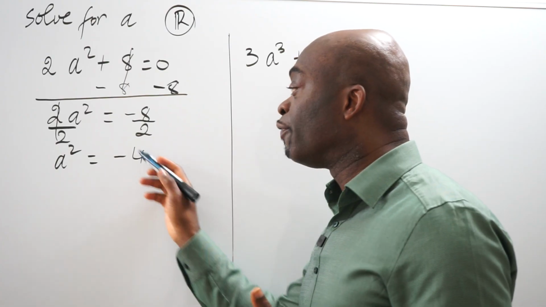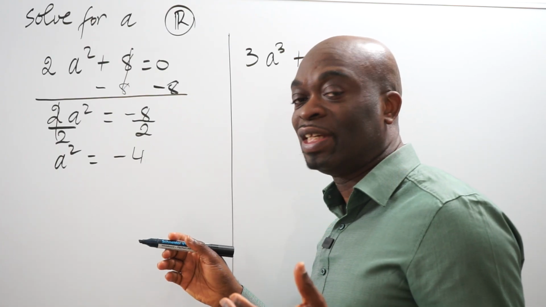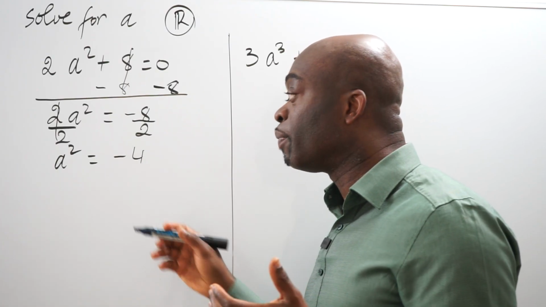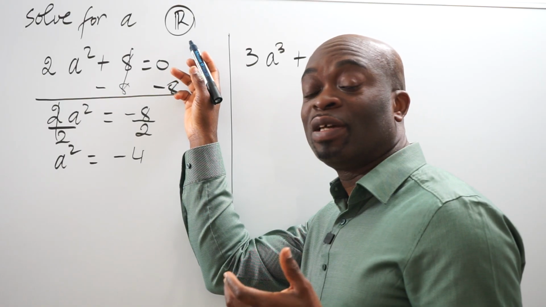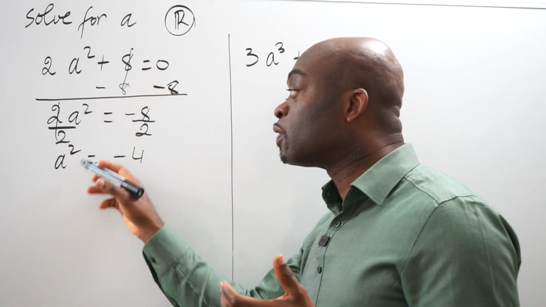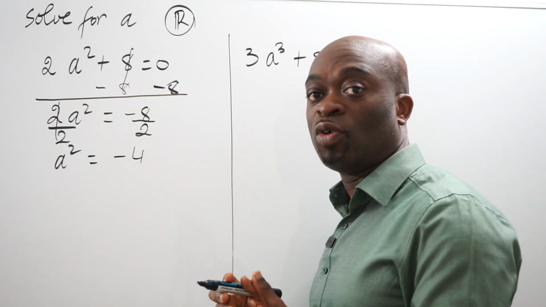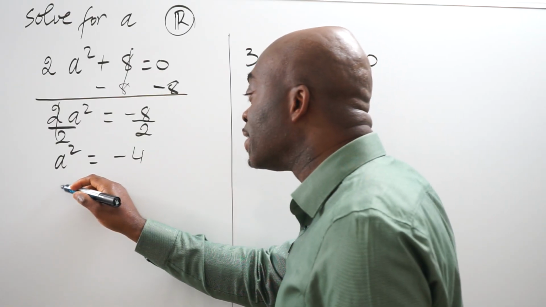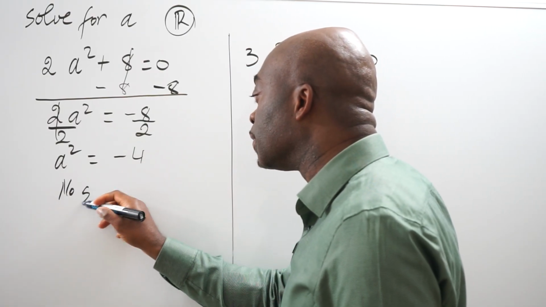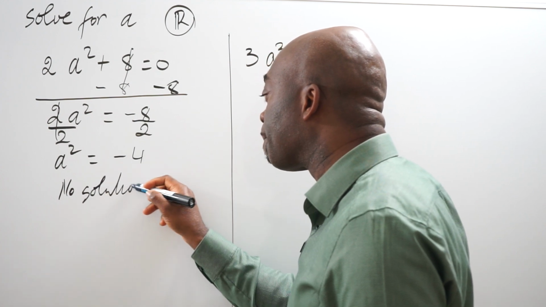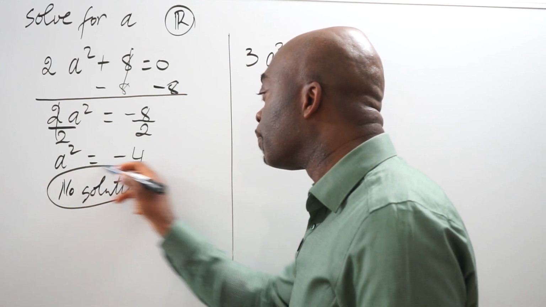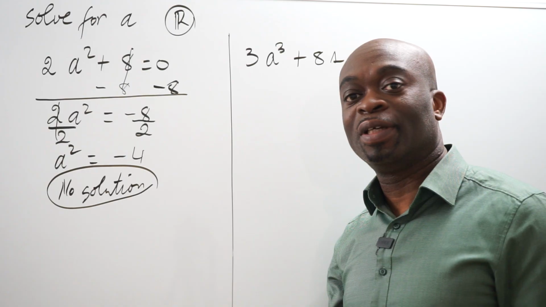So what's going to happen for this one here, we're not going to have any number. There's no number within the real numbers space that will multiply itself to give you negative 4. There's none. So in this case, this is no solution. It's a no solution problem in our case here.